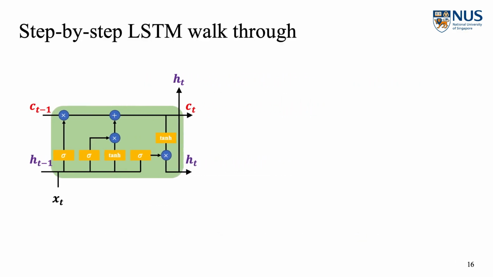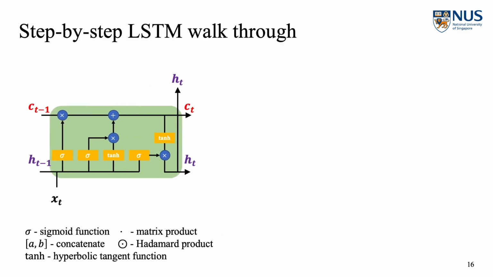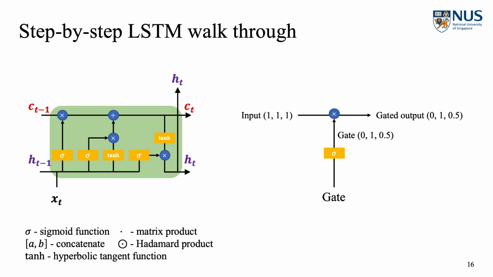Now let's walk through the LSTM unit step by step. The information flow within the LSTM unit is controlled by structures named gates. A gate is a dense layer with sigmoid activation function. Each element of the output of the sigmoid layer is between 0 and 1, describing how much of the input component should be let through. As shown in this figure, the gated output equals the pointwise product of the gate and the input.